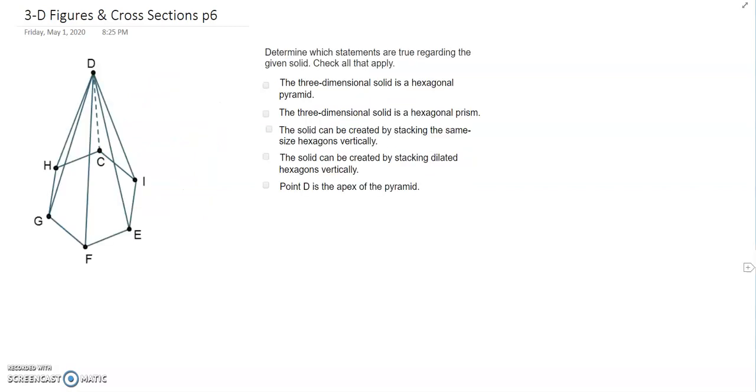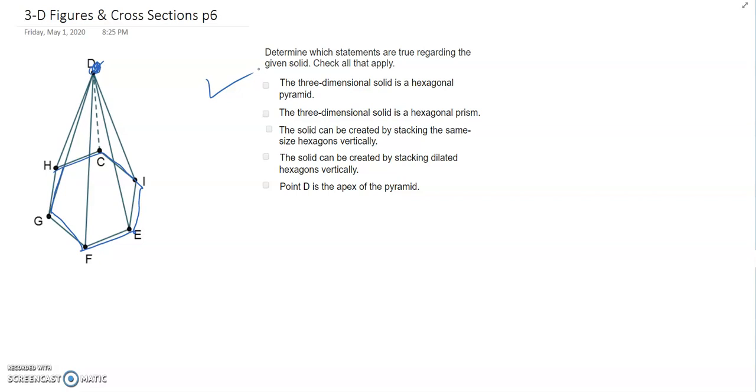Question on slide 6 says determine which statements are true regarding this solid. Check all that apply. The three-dimensional solid is a hexagonal pyramid. Well, I can see that there is a hexagon on the bottom. It's got 6 sides. And because there's only one base and the other side, there's not a base, we know it's not a prism. Because all of the edges meet at this vertex at this one point, we do call this a hexagonal pyramid. So that is true. So one base, all of the lateral surfaces are triangles, that is a pyramid.